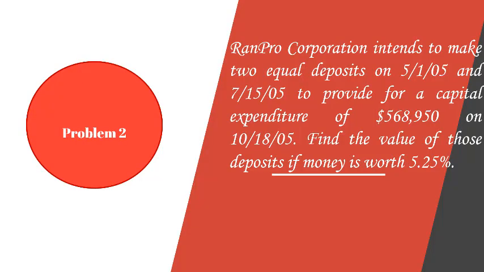Problem number 2. Pembroke Corporation intends to make 2 equal deposits on May 1, 2005 and July 15, 2005 to provide for a capital expenditure of $568,950 on October 18, 2005. Find the value of those deposits if money is worth 5.25%.